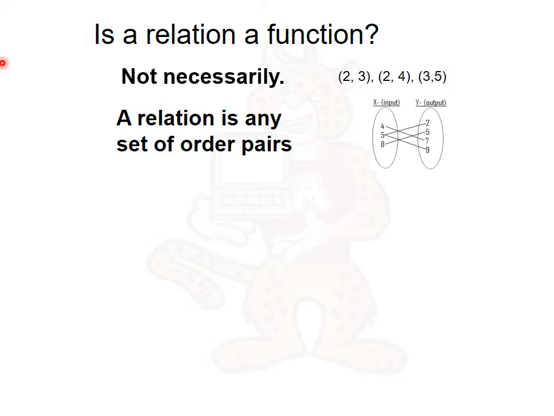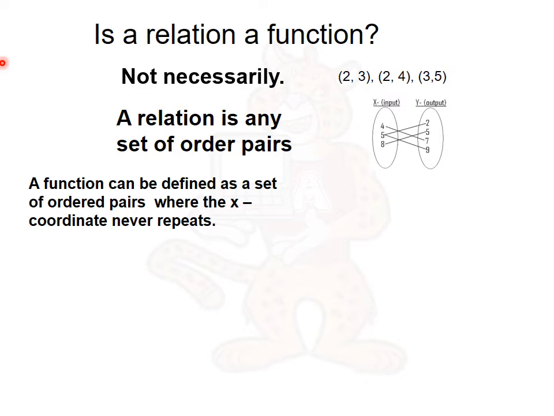Also, we can define a relation with a diagram. In this diagram, the ones at the left are the x values of the input, and the y values are the output. Notice that 4 is paired with 7, so we have the ordered pair (4, 7). 5 is paired with 2, so we have the ordered pair (5, 2). Also, 5 is paired with the number 9, so we have the ordered pair (5, 9). And the number 8 in the input is paired with the number 5 in the output, so we have the ordered pair (8, 5). So you can see a relation is any set of ordered pairs.